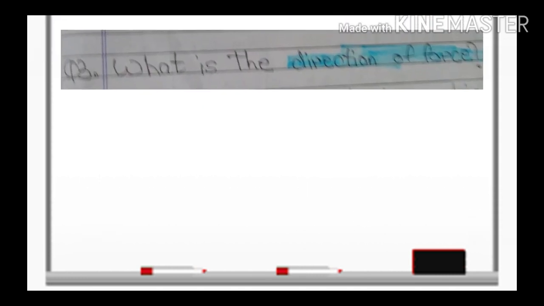Here comes the next question. What is the direction of force? What do you mean by that? If you go too deep, we would think just the direction in which force is applied. Yes, it's true also, but there is some change in the answer. Here, direction of force is a keyword, so you should mark it. Just see how I marked it. So here comes the answer.